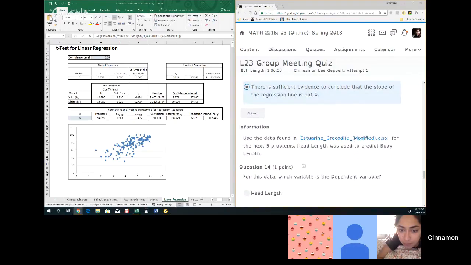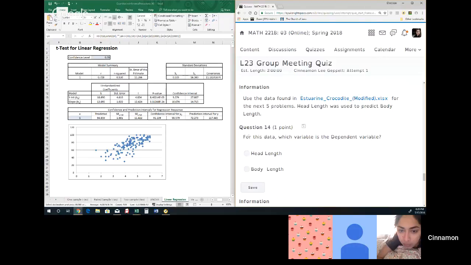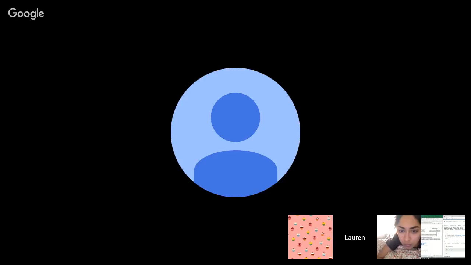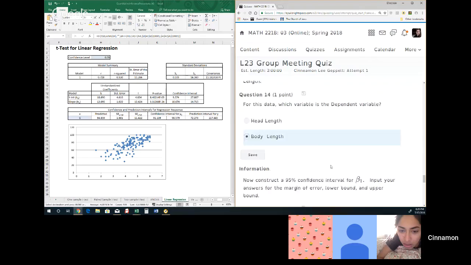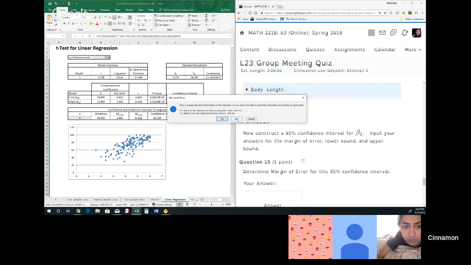Okay, using this data of the crocodiles for the next 5 problems, head was used to predict the body length. For this data, which is the dependent variable? Body length. Yeah. Now construct. Okay, let me plug in numbers for that. I'm going to shut this off and restart it.